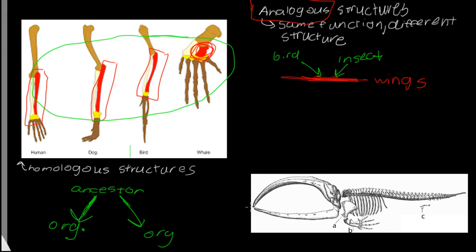Now let's move on to vestigial structures. And we will find this inside this picture or x-ray of a whale. These are structures that are present but diminished.